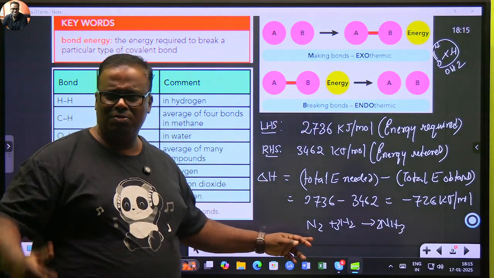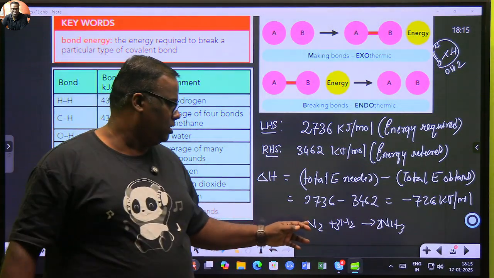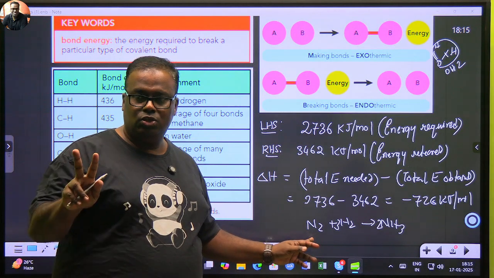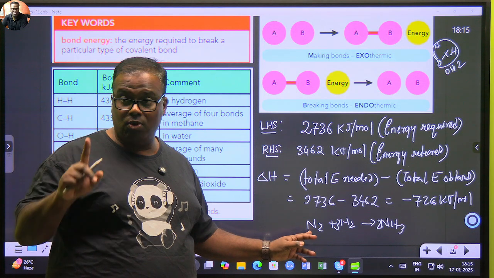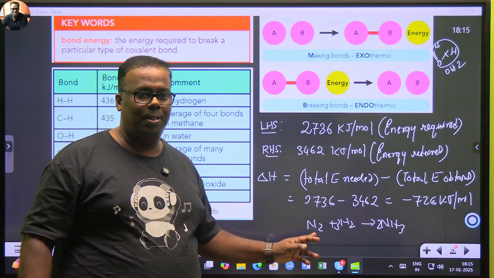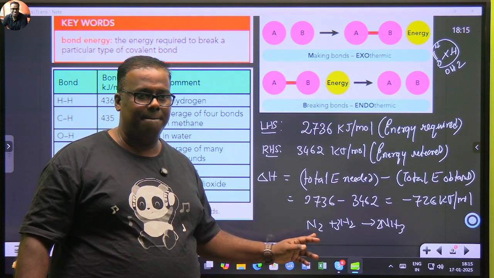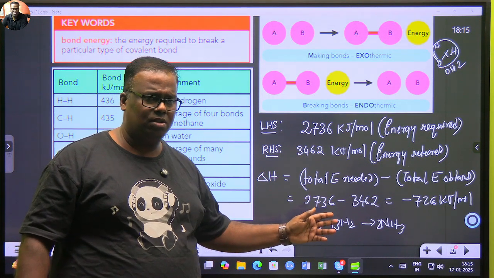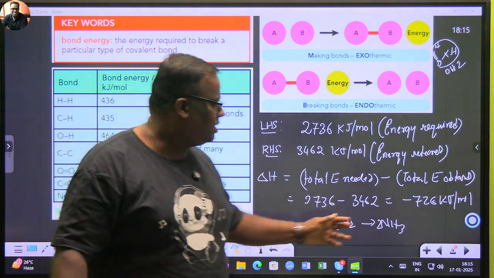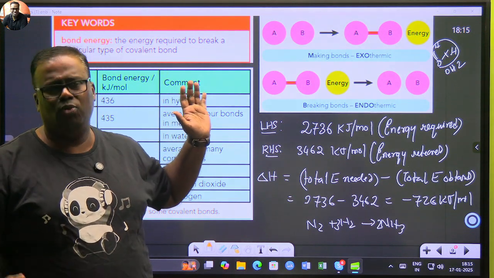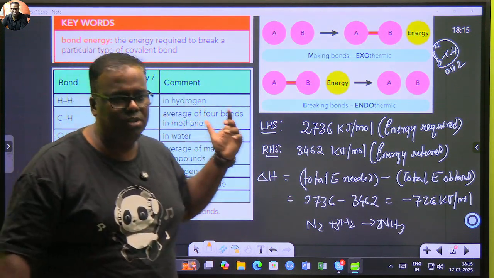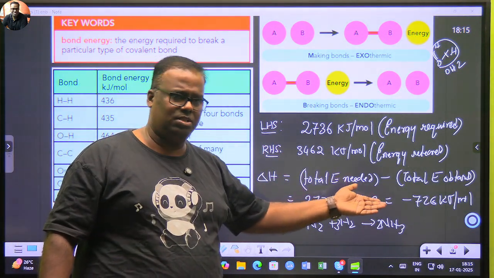So let's do it verbally. Data will be given to us. What will you break? One nitrogen bond, N2. In this figure, we are getting 726. If you see in the previous one, the book itself says 728, but this is experimental data. It's 726.